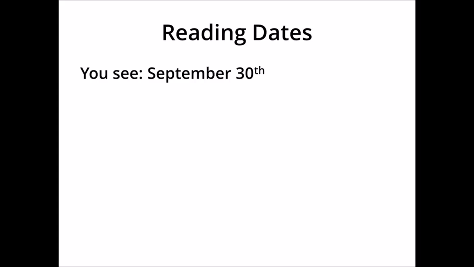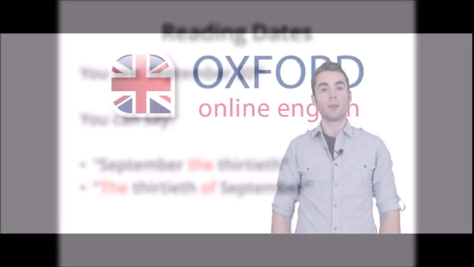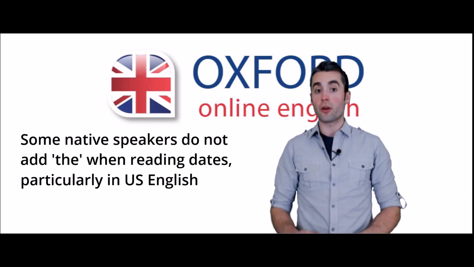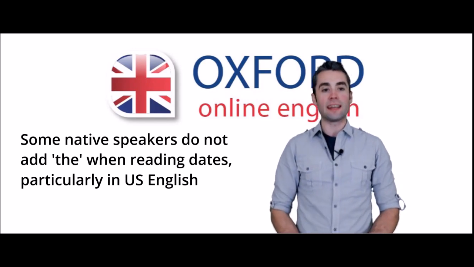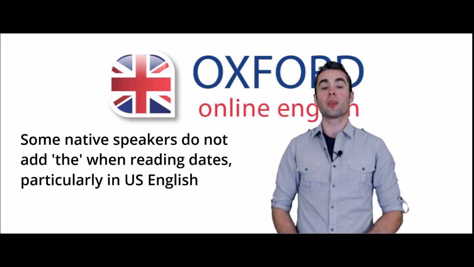Let's do one more example. You see this. How can you say it? Again, the same two ways. September the 30th or the 30th of September. You can see that we don't normally write these words, the and of, but we do say them. You might sometimes hear native speakers read dates without the, especially in American English. If you aren't sure, it's better to use the.